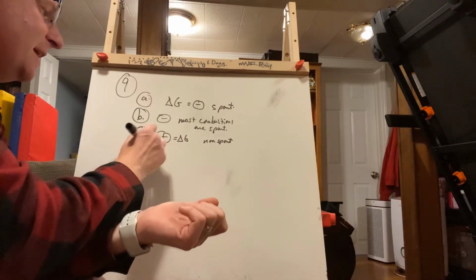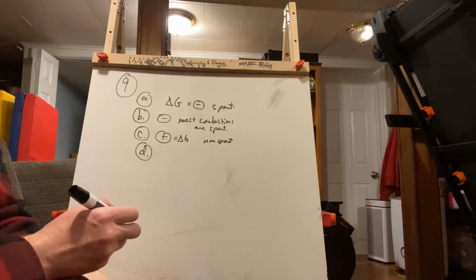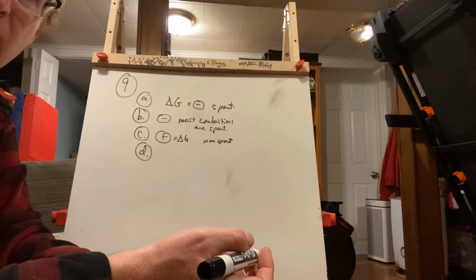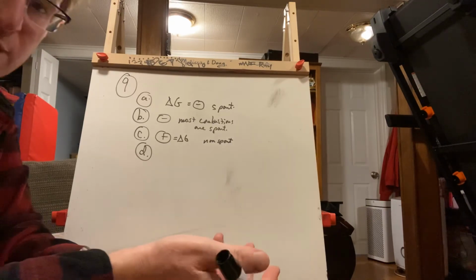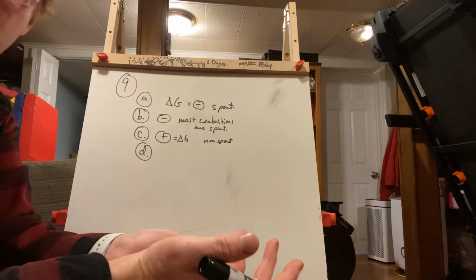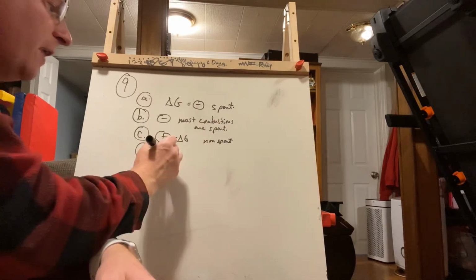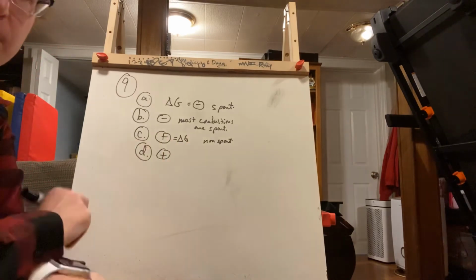And then D says water freezing at 25 degrees Celsius. Once again, not going to really happen there. It would do the exact opposite. If you had solid water, it would turn into a liquid at 25 degrees Celsius. That's like 70 degrees Fahrenheit. So I don't think water is going to be doing too much freezing at that temperature. So that is also a positive, not spontaneous.